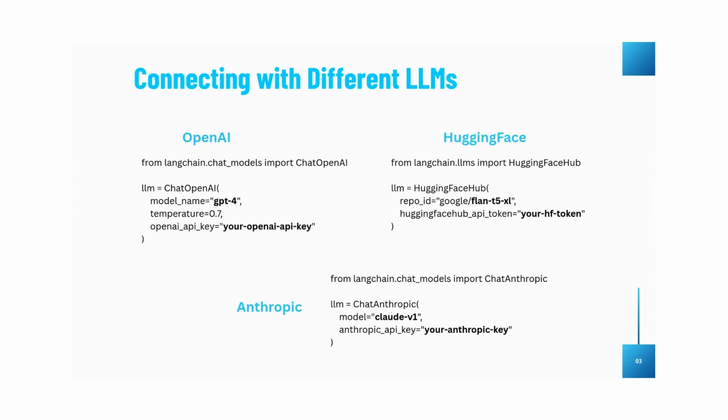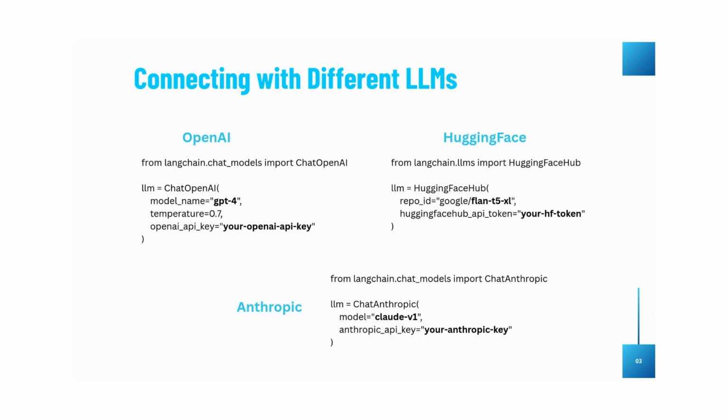LangChain uses unified classes like LLM and chat model to abstract different providers under a common interface. This means you can switch between OpenAI, Hugging Face, Anthropic, and Grok with minimal code changes, making your app future proof and multi provider ready.